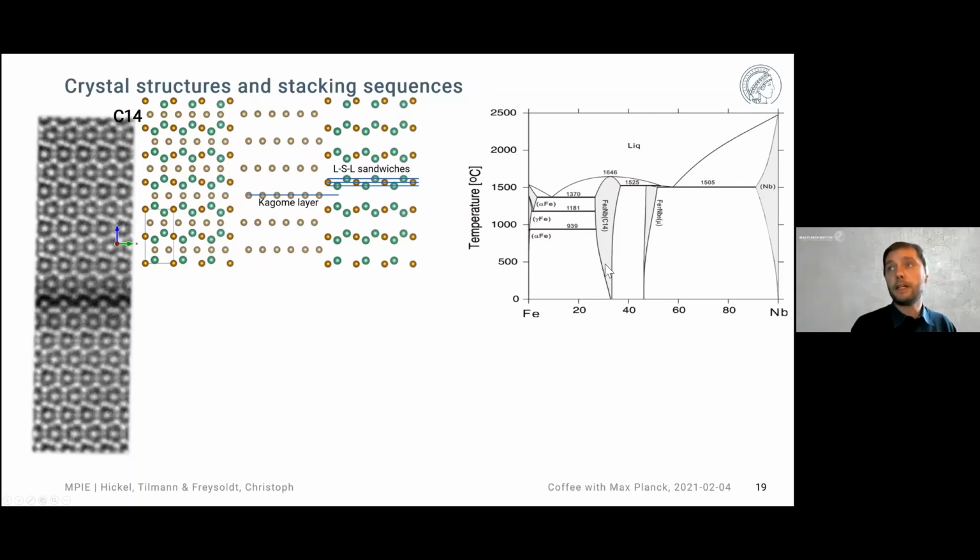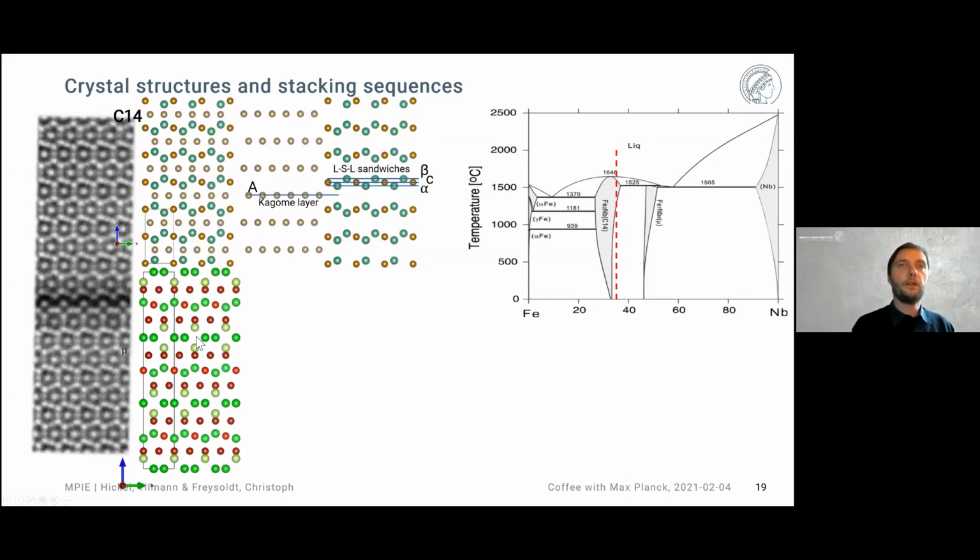That means in the phase diagram, we are speaking about the phase given here at one-third niobium content. We have actually in our system, as indicated earlier, an enrichment of niobium. That means we are slightly off the stability region of the Laves phase. From this phase diagram, we would now expect phase separation into C14 and the next phase, which is here in the phase diagram, the mu phase.